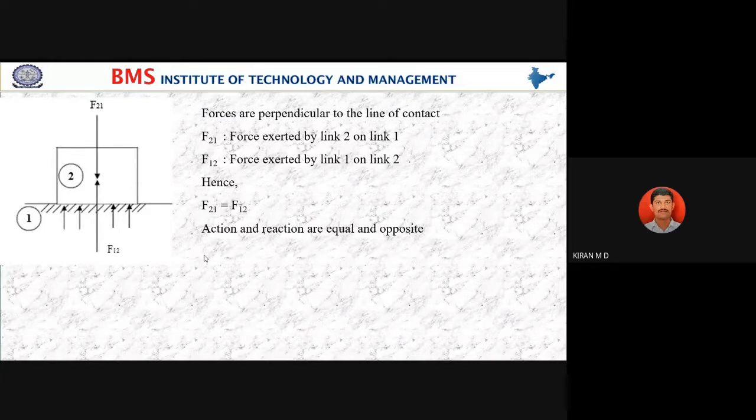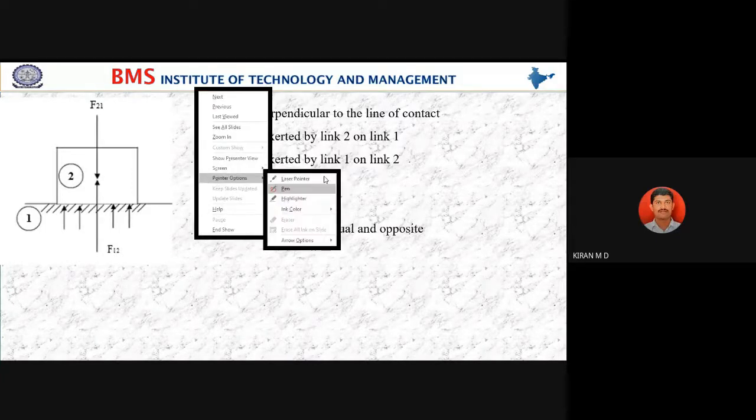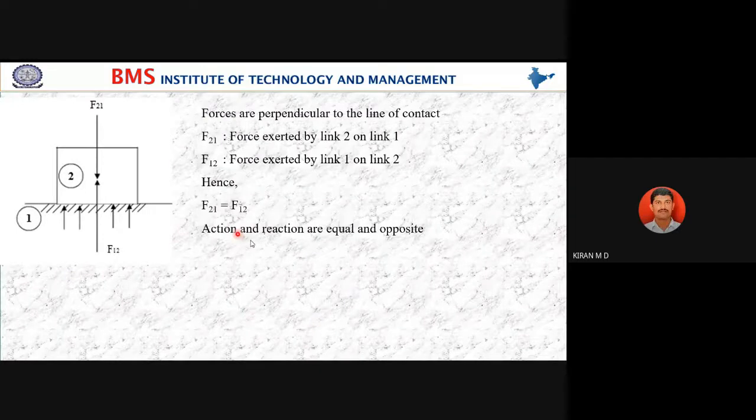So both F21 is equal to F12, so the body becomes equilibrium. If it is not in equilibrium, if F21 is not equal to F12, the body will not stay here. Body will not stay here.